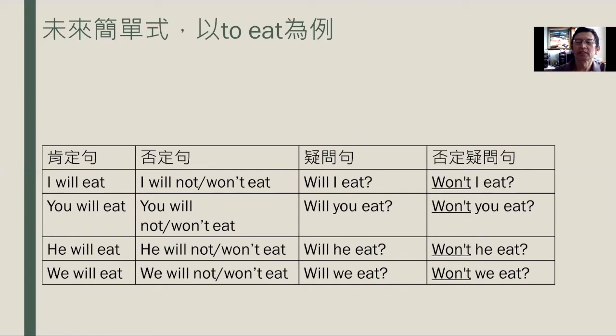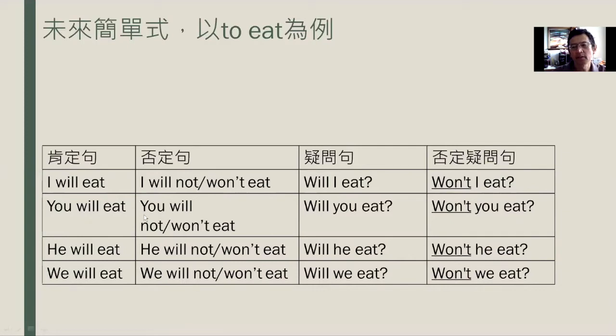Let's give some more examples of the future tense using the verb to eat. I will eat, that's the singular form. The negative of that would be I will not eat, or I won't eat. You can ask a question, will I eat? Won't I eat?